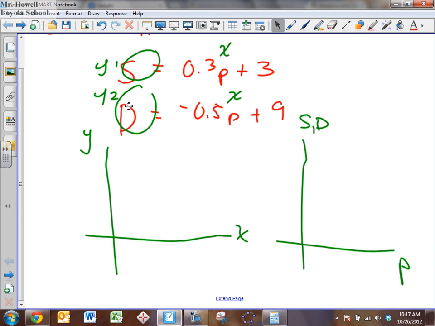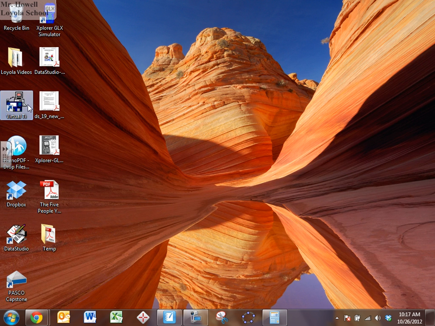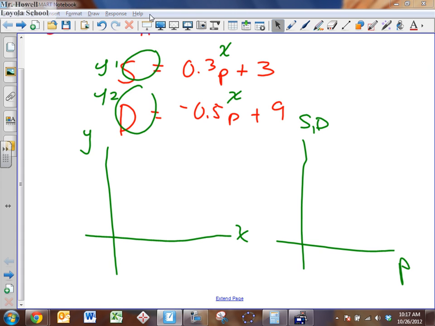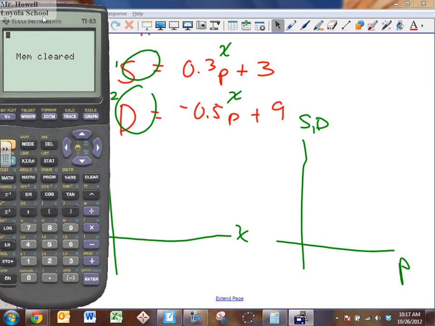So let's go to our calculator. This is tough to graph initially, and these slopes are not very friendly. So I might want to use my calculator for this one. So let's go ahead and do so. Now, open our calculator. Do you need a calculator? Ian? Where's your calculator at?